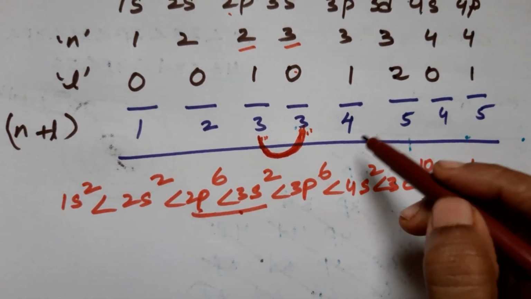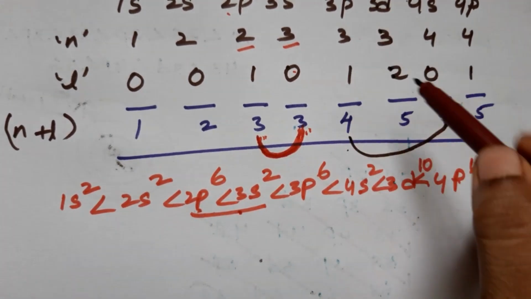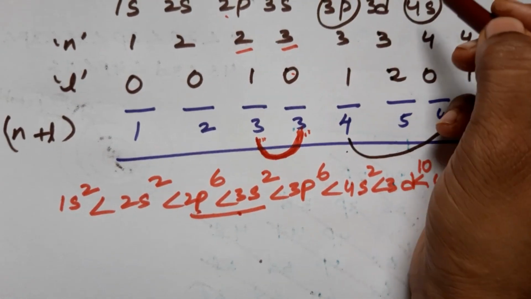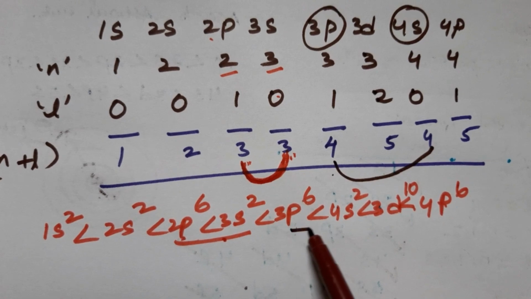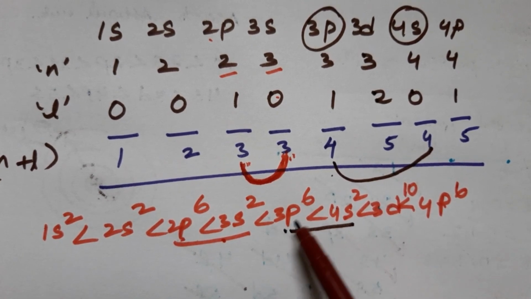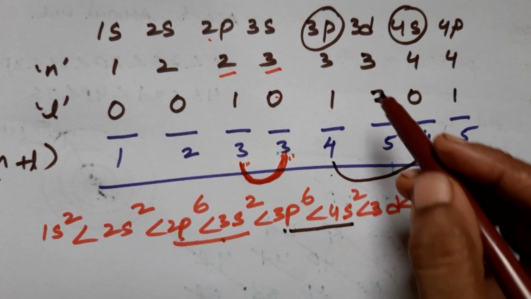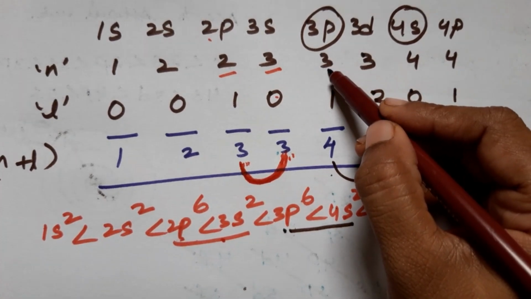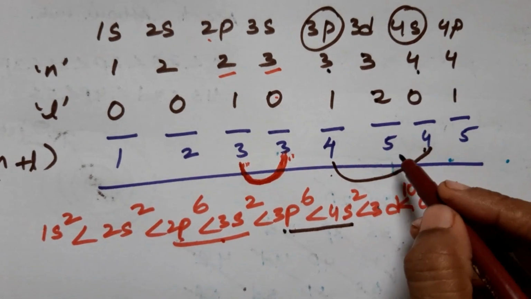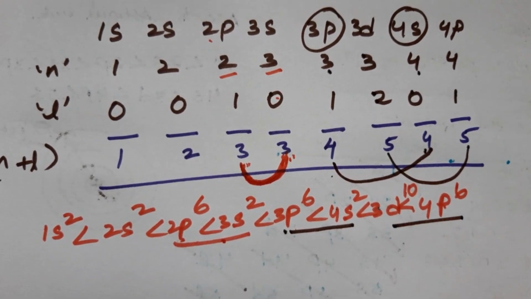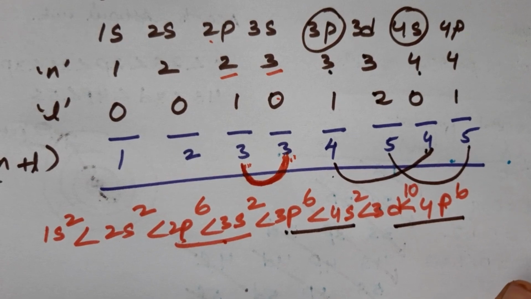Similarly, here 4 and 4 is there, for 3p and 4s. The n value for 3p is 3 and the n value for 4s is 4. So I wrote it like this. Similarly, in the same way 3d and 4p. Like this, the highest energy is here, this one.